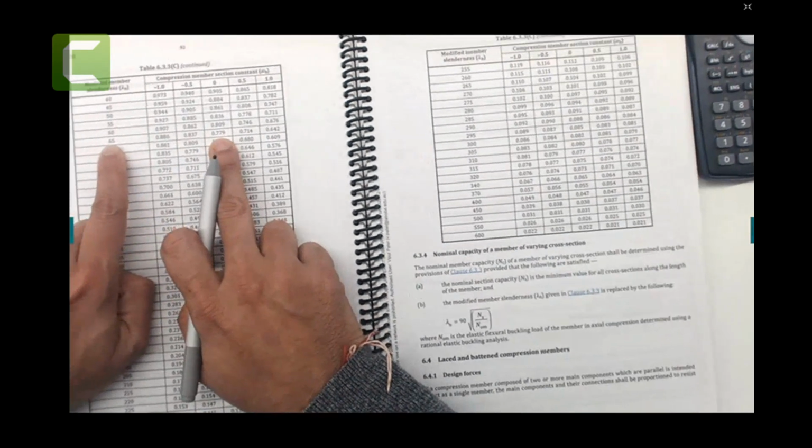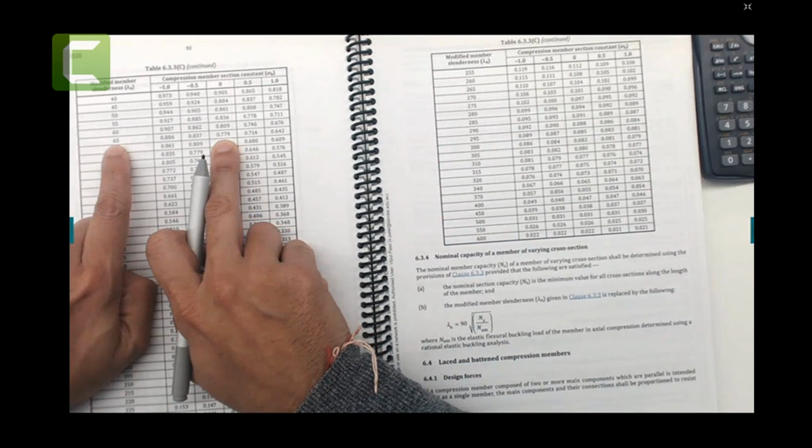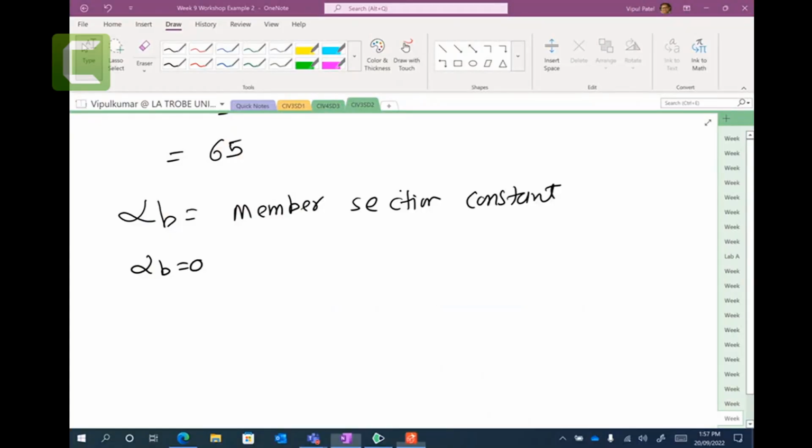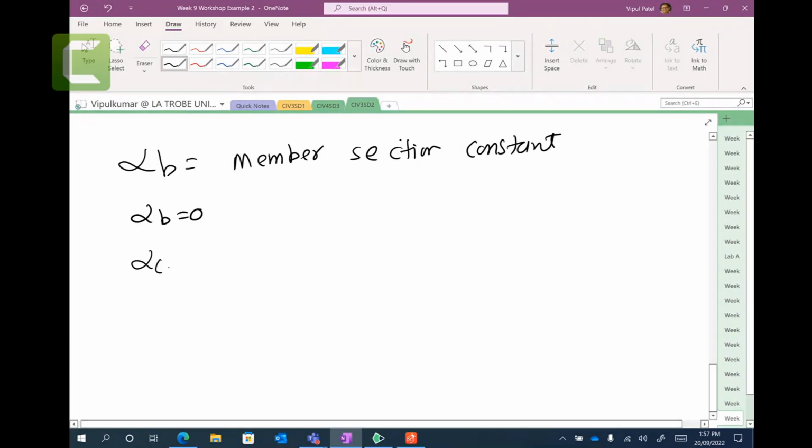So how much lambda n did we get? We got alpha b value equal to 0. So we will just follow this one. Lambda n 65. So are you happy for me to take 0.779? Lambda n 65 on page number 92. 65, 0.779. Still, we got about a 22% penalty because of 3 meters length. So we got alpha c value equal to 0.779.